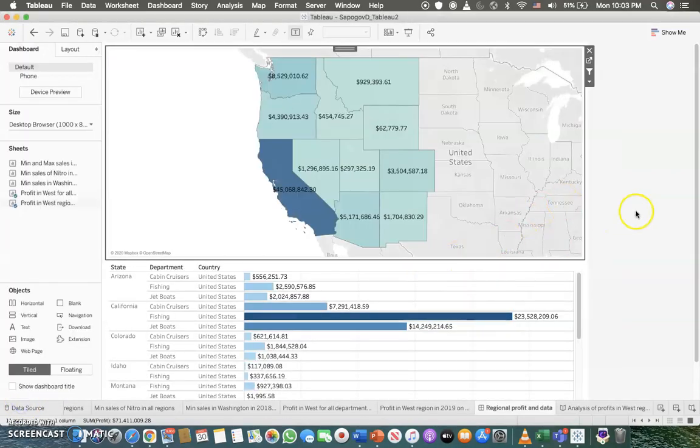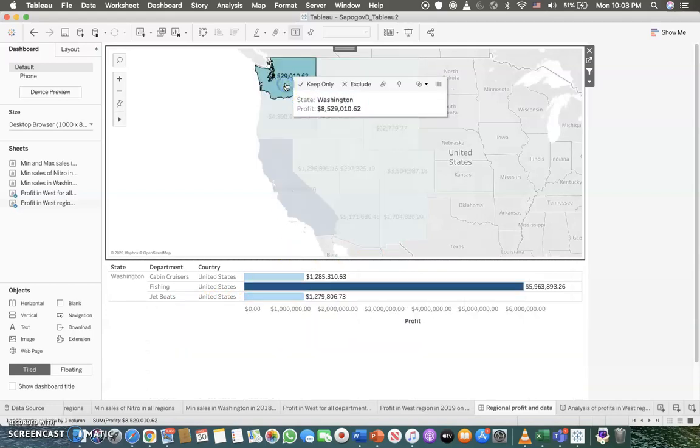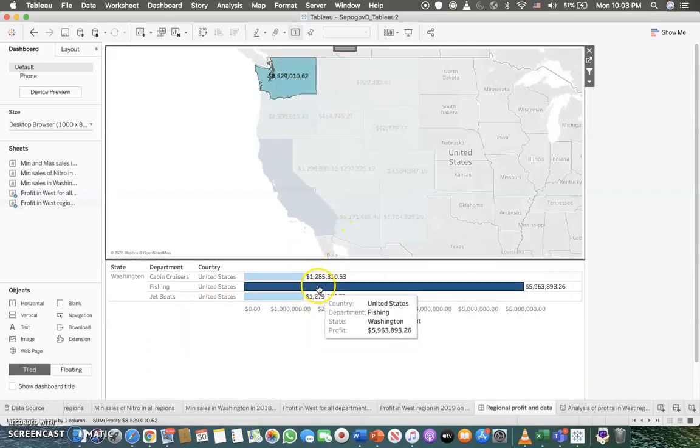So here's my dashboard. It has a map and it has bar graphs. The map shows the West region and the profit in each state that are located in the United States in West region. The bar chart shows the profit in the states that are located here, and how departments generate their profits. For instance, if you click on Washington state, here the bar chart pops up and it shows you how departments generate their profits.